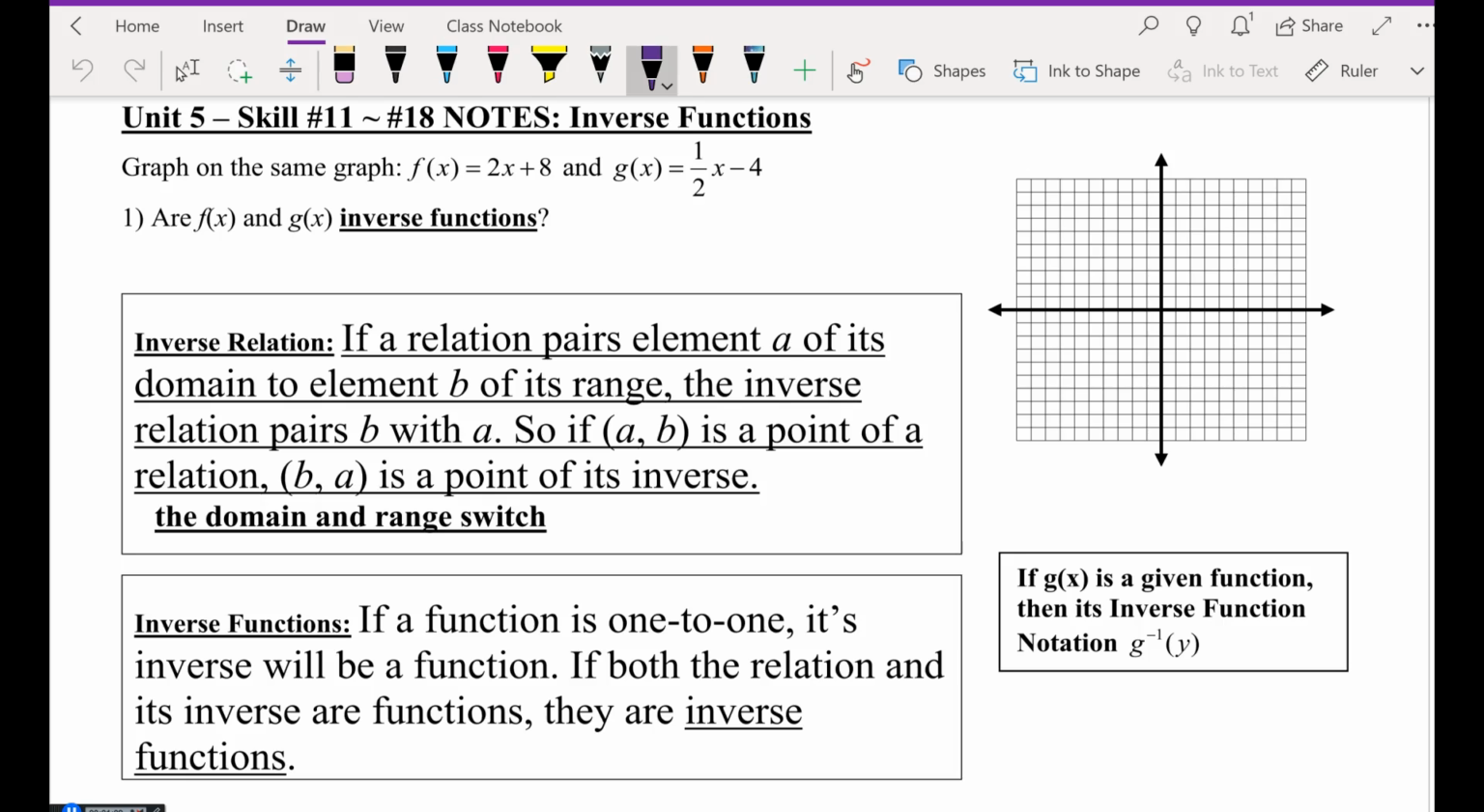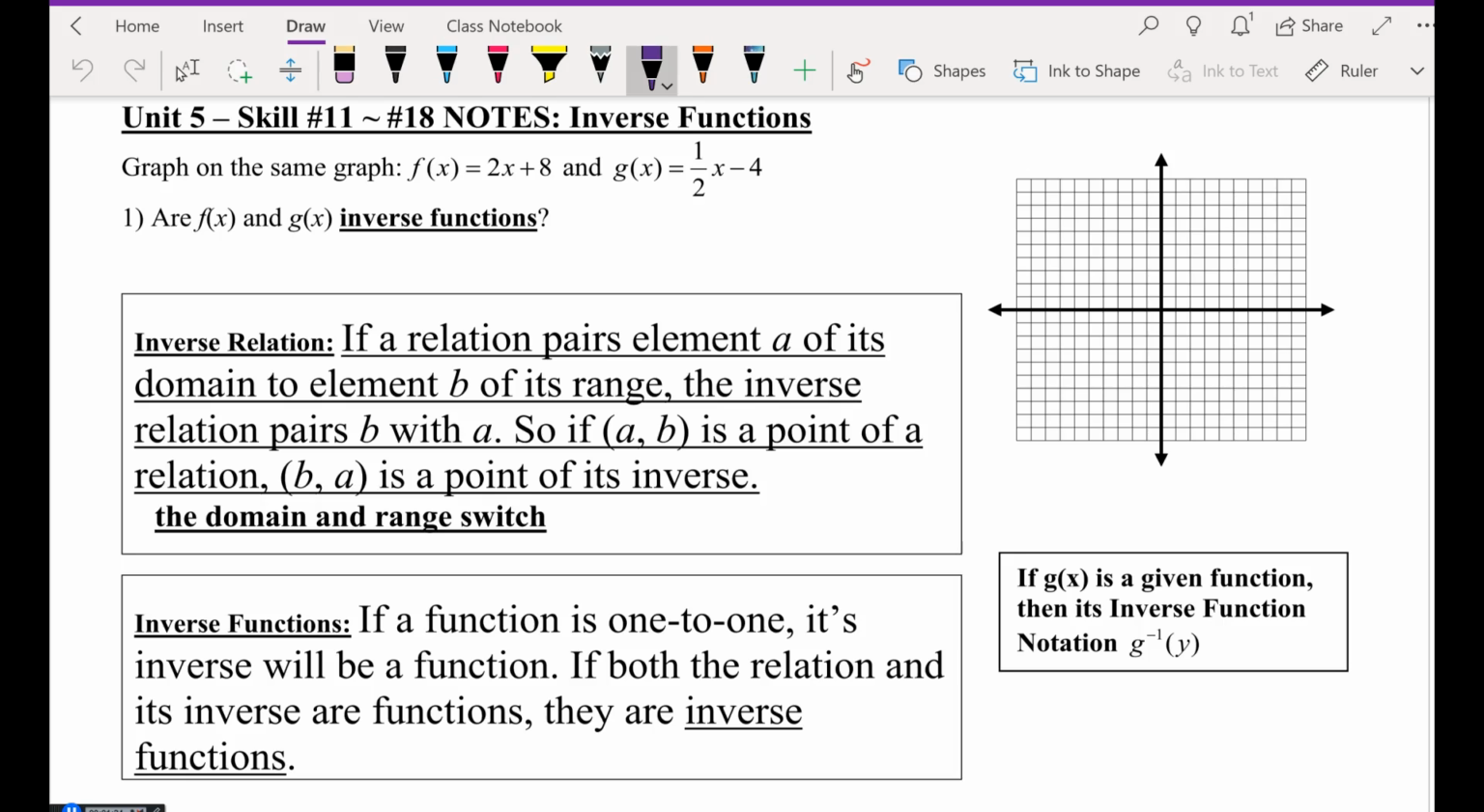Yeah, okay, so let's talk about that really quickly. Can you see it says that the domain and range are switched? So if it used to be an x value in the regular relation, in its inverse, that same value will be what? The y value. You're right. So for it to be an inverse relation, the x and y values will switch.